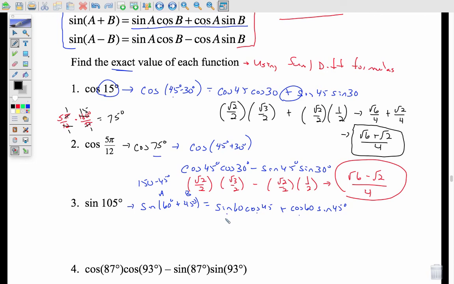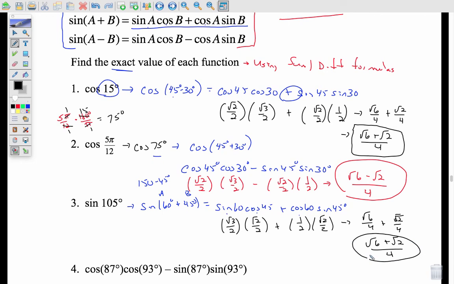So remembering sine is the y-coordinate, so find 60 degrees on your unit circle. The sine of 60 is square root of 3 over 2. Cosine is the x-coordinate of 45. The cosine is square root of 2 over 2. The cosine of 60 is 1/2. And the sine of 45 is the square root of 2 over 2. Square root of 6 over 4 plus the square root of 2 over 4. So you can see, as I mentioned already, we have that same type of answer again. Square root of 6 plus the square root of 2 all over 4 for our exact value, the sine of 105 degrees.